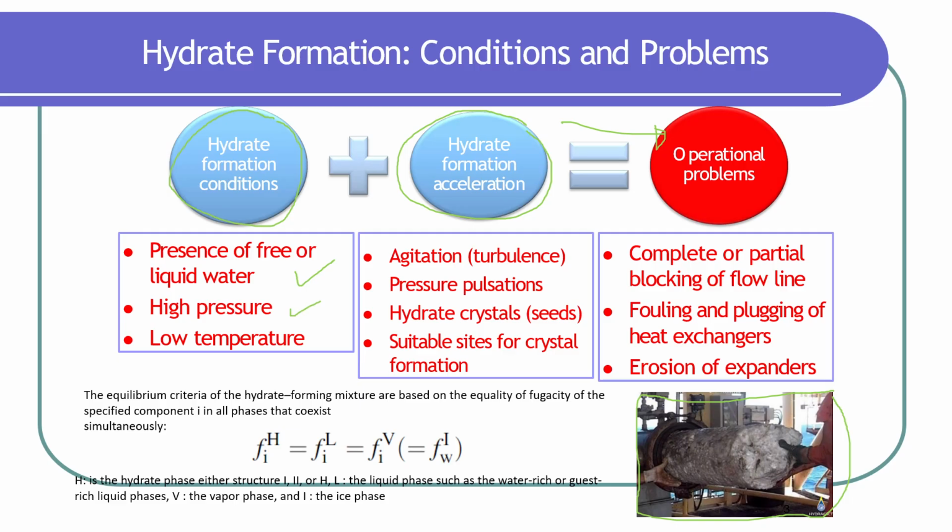The second condition is high pressure. And the third condition is low temperature, which means that the moment you are operating in a high pressure system, with very low temperature, and you have water in the liquid phase, this is a good recipe to form the hydrate. In addition to that, if you are providing agitation, or your pressure keeps changing, or you have what we call crystal seeds or hydrate seeds, this is also another situation that will enhance the chance for the hydrate to form.